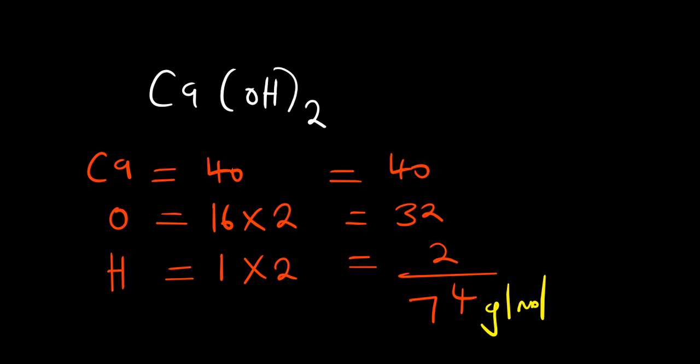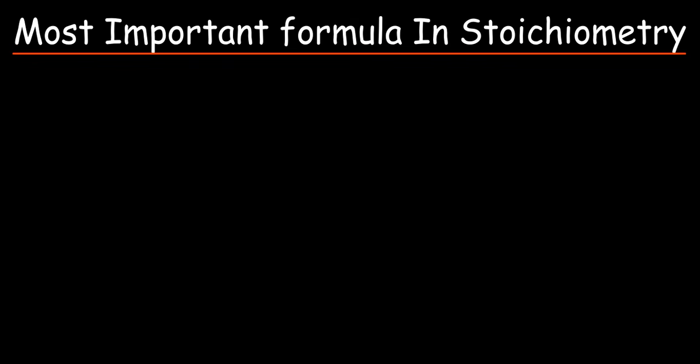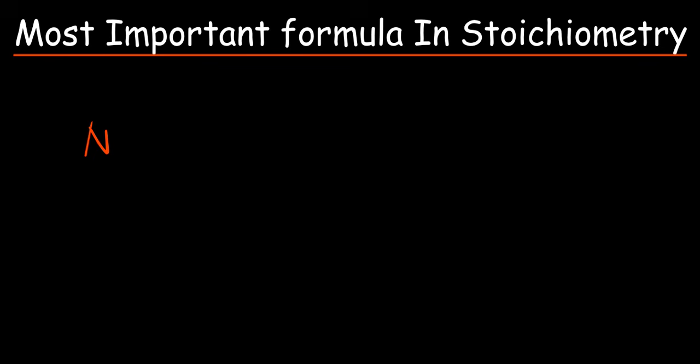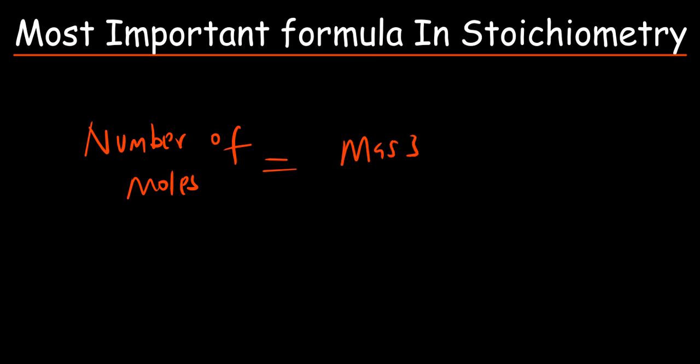Someone asked, what is the most important formula in stoichiometry? Of course, there are many of them, okay? But this one is major, the one that combines everything, okay? The number of moles is equal to the mass over the molar mass. Okay, so that is very important.